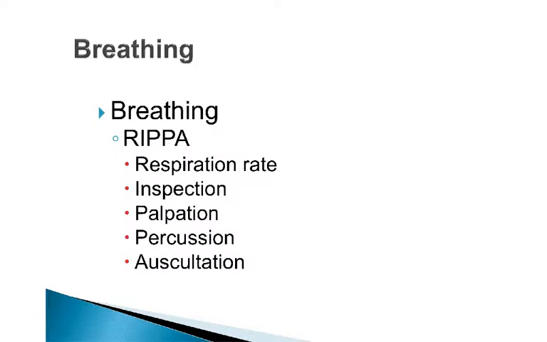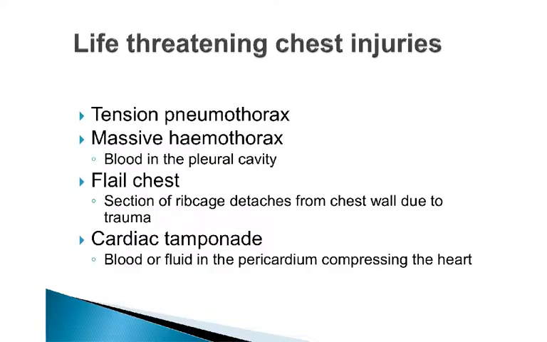So when we're assessing our patient's breathing, we must do that using the RIPPER format. We're maintaining some structure. So what rate are they breathing at? Is there equal rise and fall of the chest when we're looking at them? If not, it could indicate a life-threatening tension pneumothorax, so urgent intervention would be needed. And we can suffer from many different types of life-threatening chest injuries. For example, tension pneumothorax, which we'll discuss in more detail on the next slide.